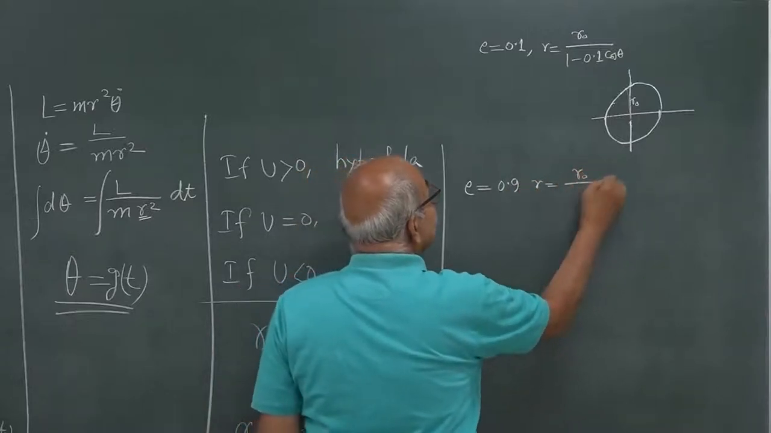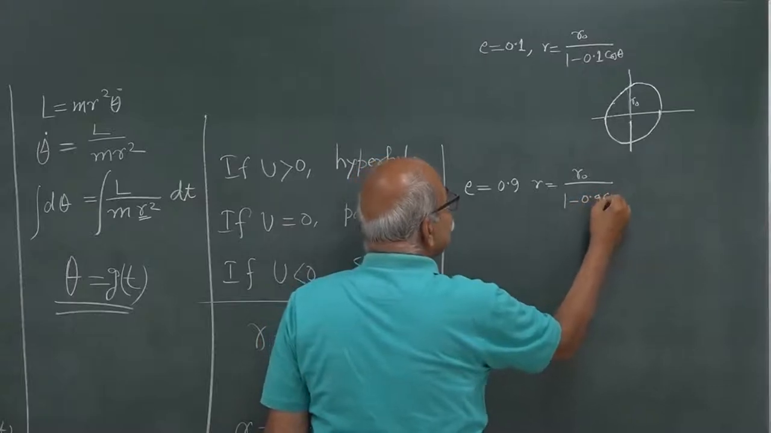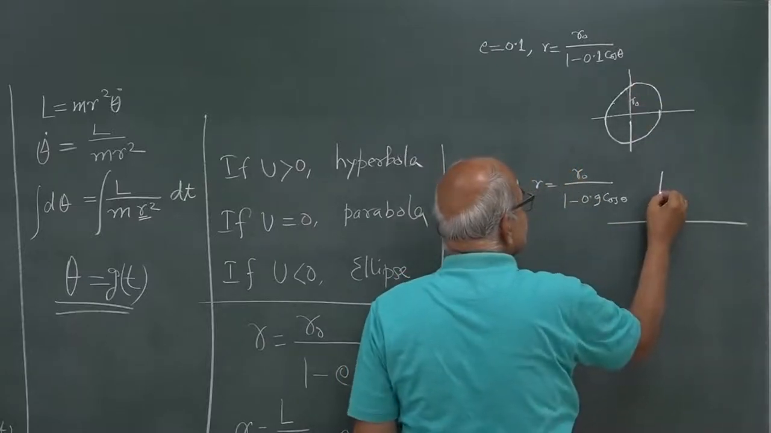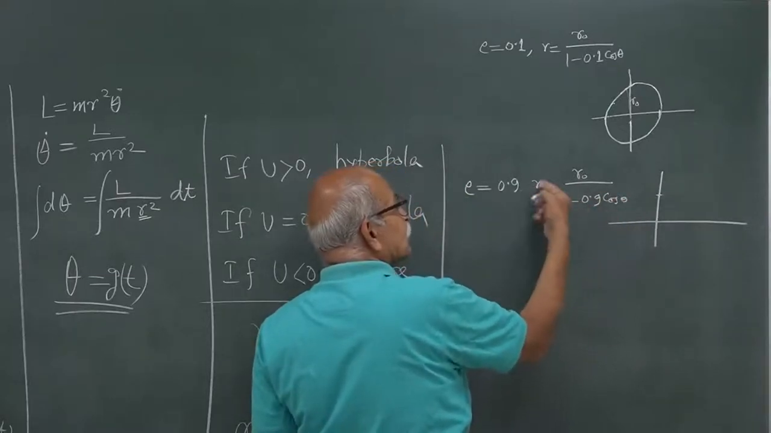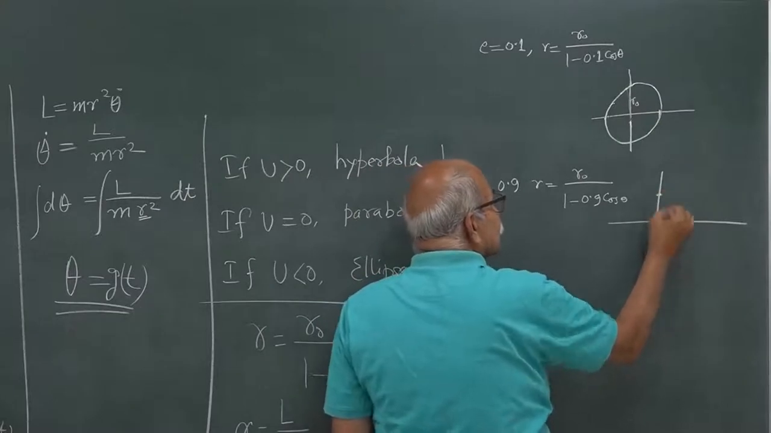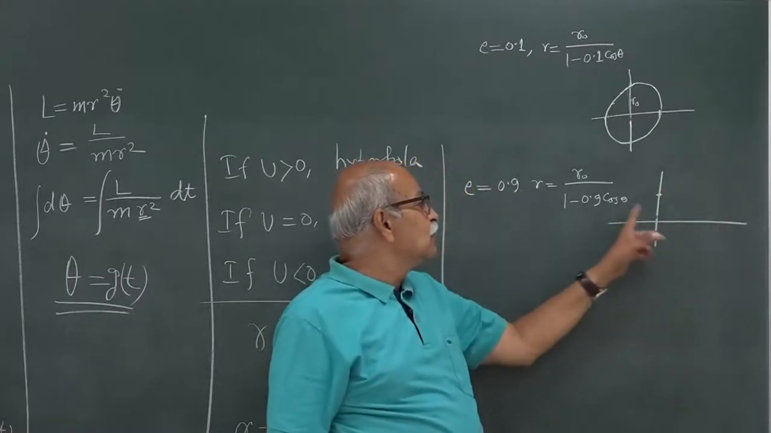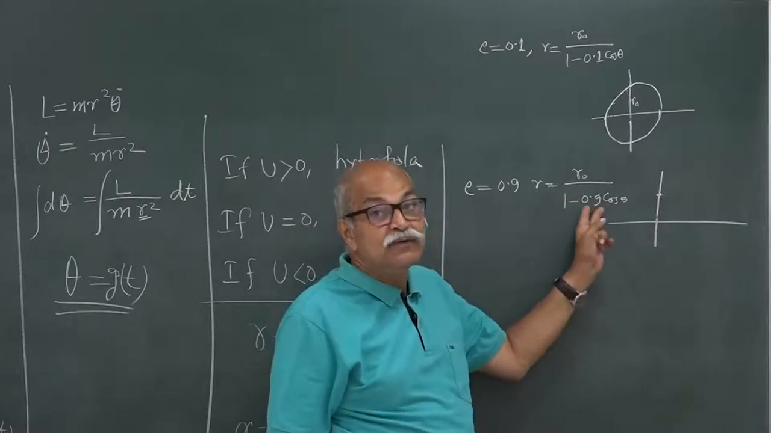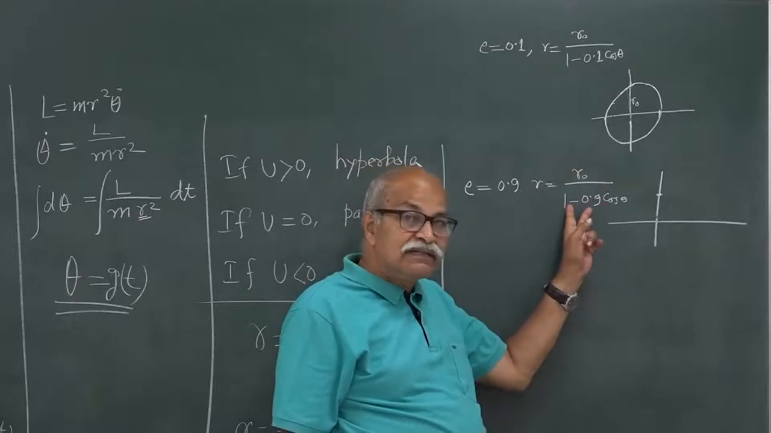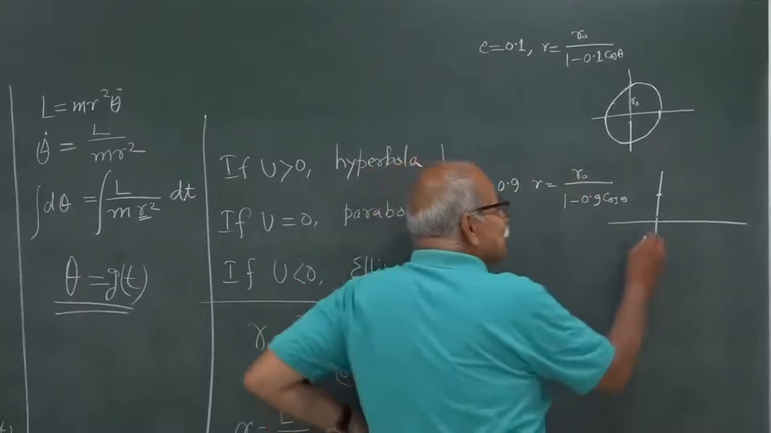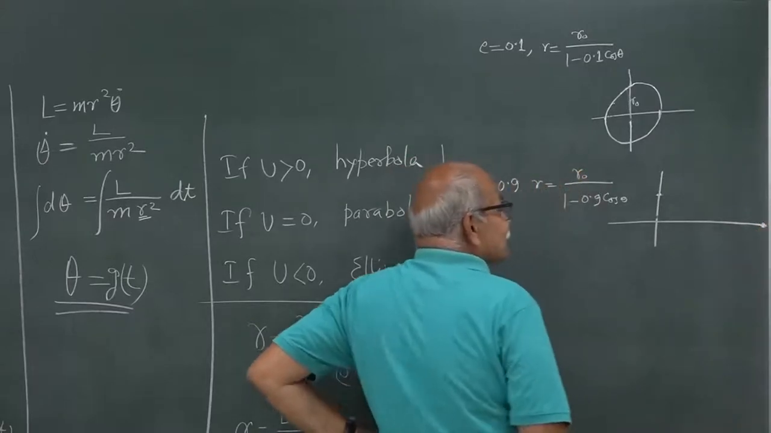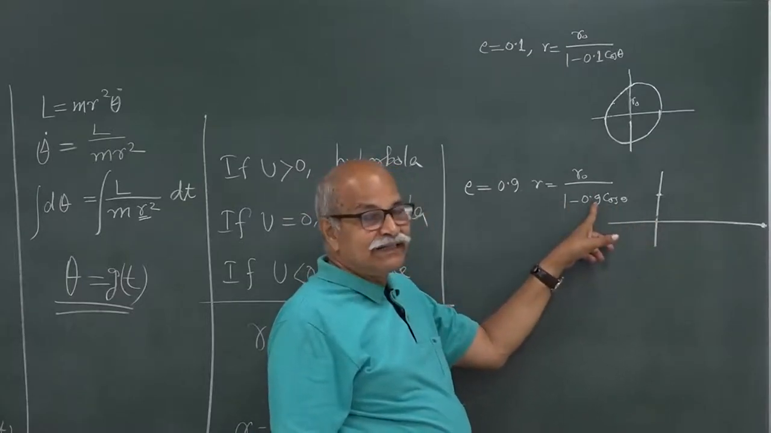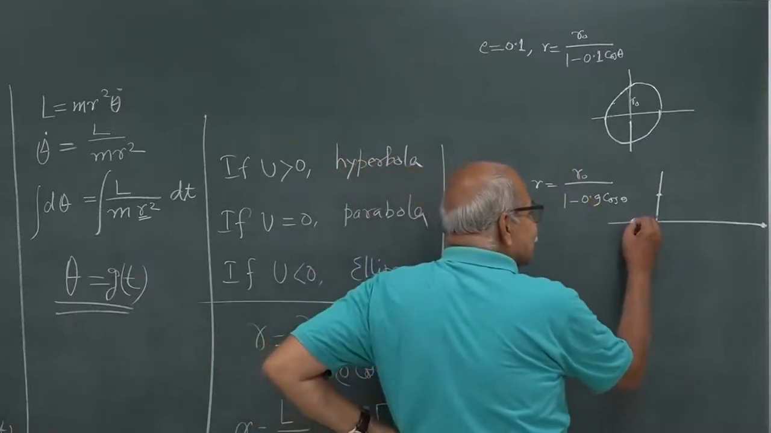r is equal to r naught divided by 1 minus 0.9 times cos theta. So now if you have the same r naught here, because at theta equal to 90 degrees cos theta will be 0 and r will be r naught, so this point remains the same. But for the point on the x axis, theta equal to 0, cos theta is 1, 1 minus 0.9 is 0.1 only. So this is r naught divided by 0.1, 10 times r naught. So you have a point at a very large distance here. And on the other side, if theta is pi, this will be 1 plus 0.9, very close to r naught by 2. So another point is here.